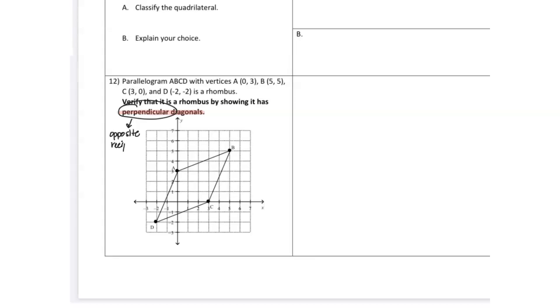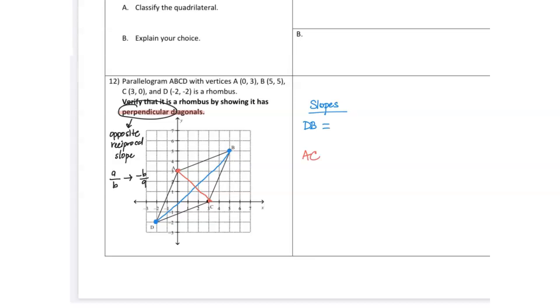And so if we're looking for opposite reciprocal slopes, then we're looking for a fraction that's A over B, and the other one should be a negative B over A. So we're going to need to find the slope of DB, which is one of our diagonals. And we'll also need the slope for AC, which is our second diagonal.